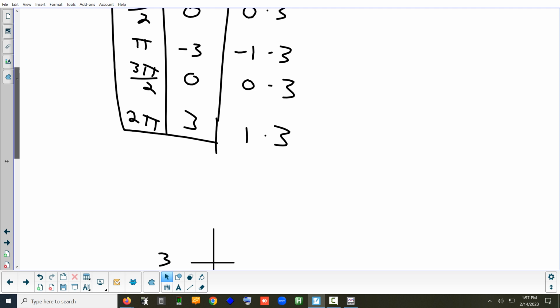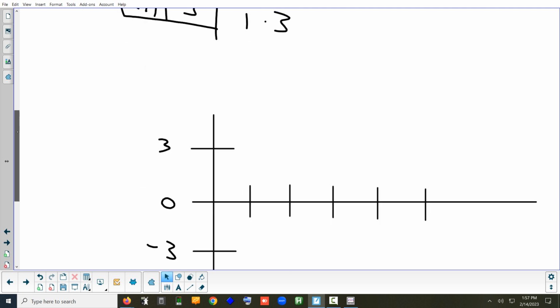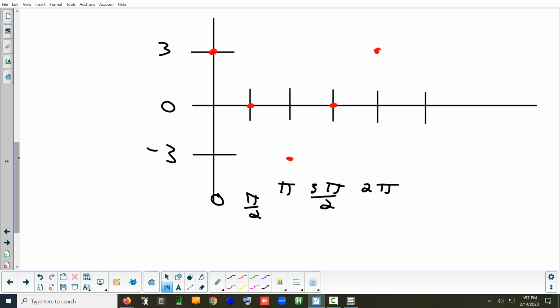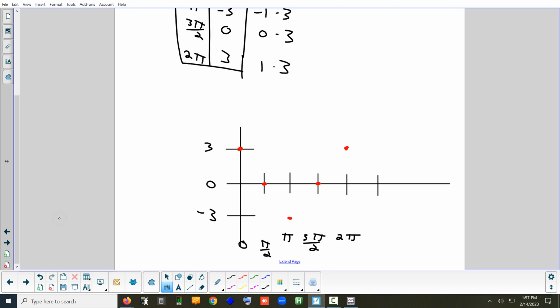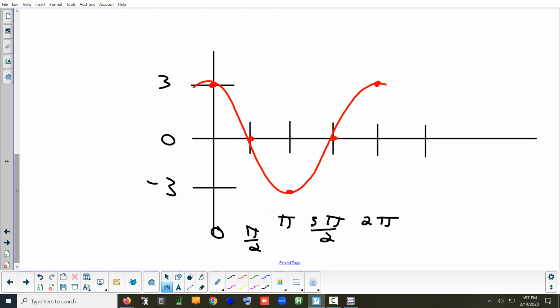And now plot your points. 3, 0, -3, 0, and 3. And remember, it should look like there's a curve to it. I'm just going to shrink the screen because it's easier for me to draw the graph if it's not as big. There's your graph.